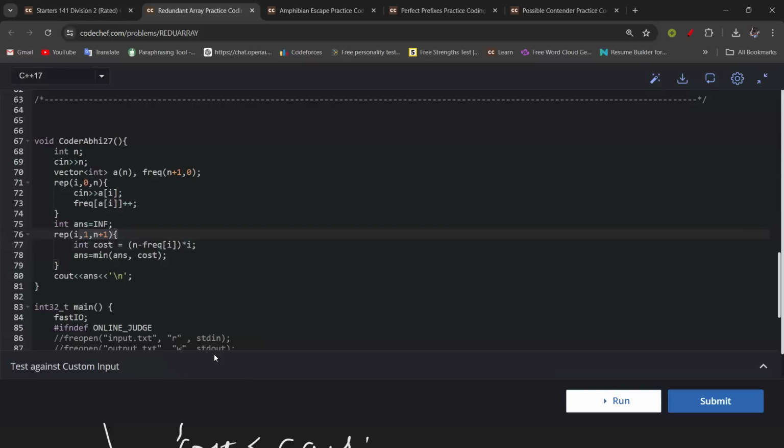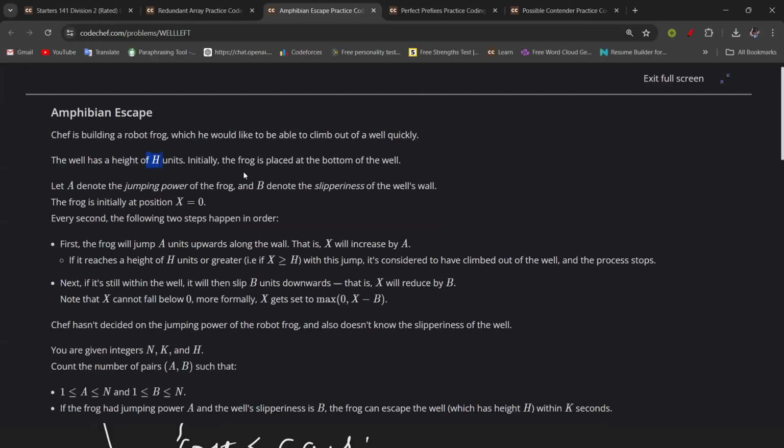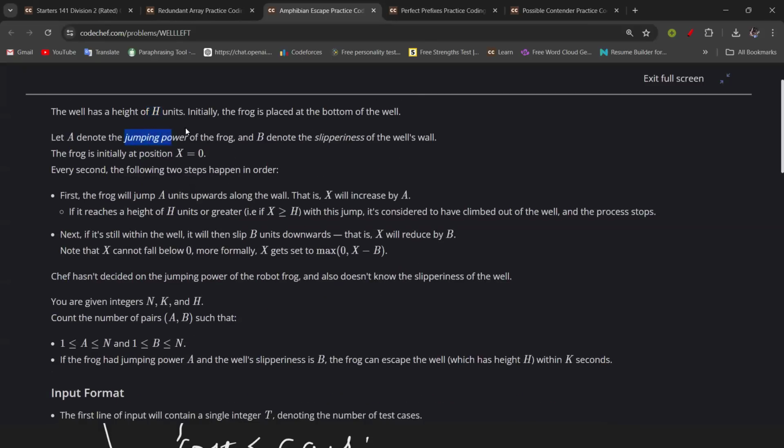So now let's move to the second problem, which is Amphibian Escape. Seth is building a robot frog, which he would like to be able to climb out of a well quickly. The well has a height of h units. Initially, the frog is placed at the bottom of the well. A denotes the jumping power of the frog, and B denotes the slipperiness of the well's wall. The frog is initially at x equal to 0. Every second, the following two steps happen.